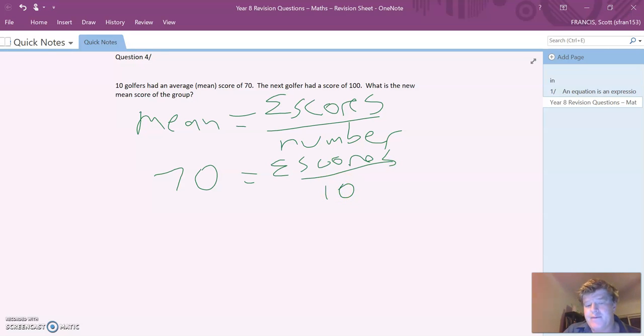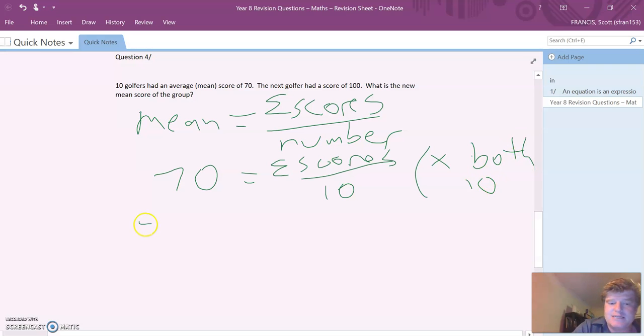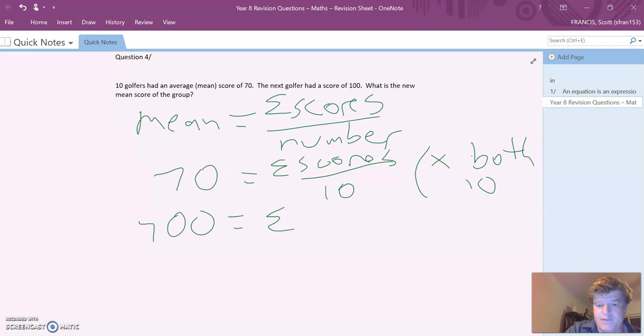Now, remember what we have to do. If there's an equal sign, we've got that balance beam approach. If we do something to one side, we have to do it to the other. And we want to find what the sum of the scores is. So let's multiply both sides by 10. So 70 times 10 is 700 on this side. 700 equals the sum of the scores multiplied by 10 divided by 10. The two 10s just cancel out. 700 equals the sum of the scores.